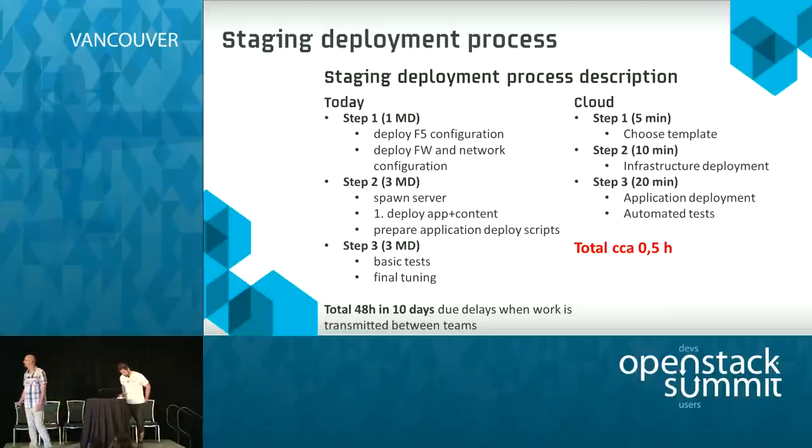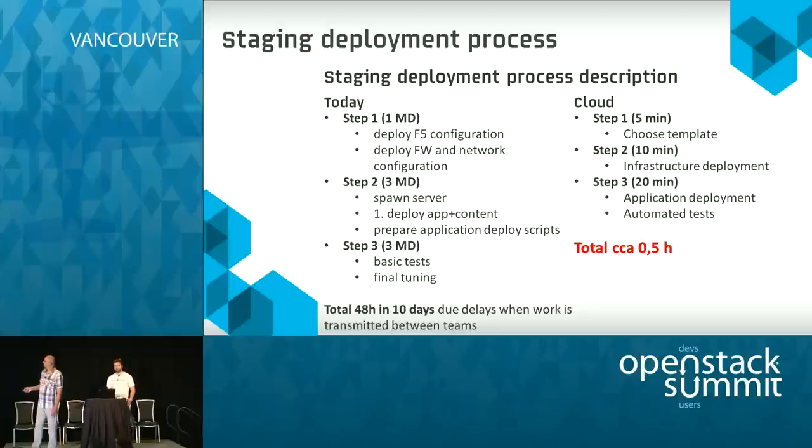As I said at the beginning, deployment of the infrastructure took us days. In the first step we had to manually deploy, for example, F5 load balancer configuration, firewall, networks, storages. Then we were able to deploy the servers, the application content to the servers, and prepare deploy scripts for deploying new versions of the applications. It took us again days. And when we had these two steps done, we could start doing basic tests to check if the infrastructure is really working. It takes again days. Finally, the creation of, for example, a staging environment took us 10 days because there were a lot of delays waiting for each team.